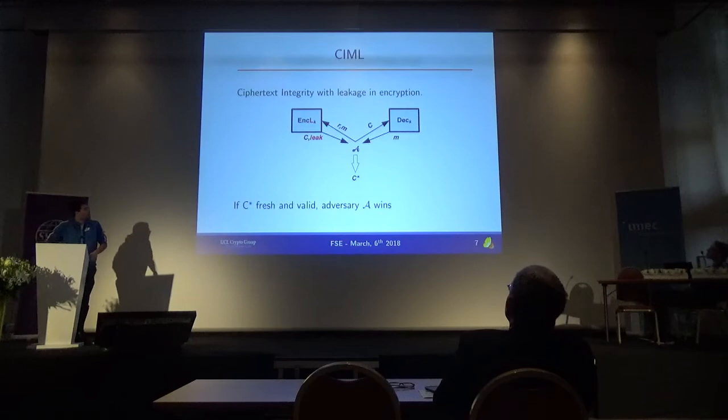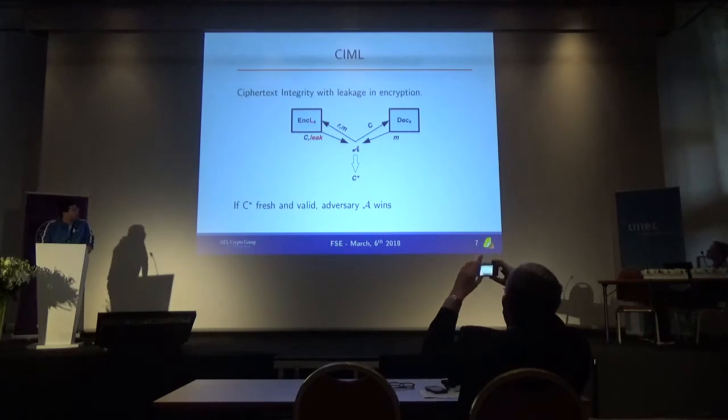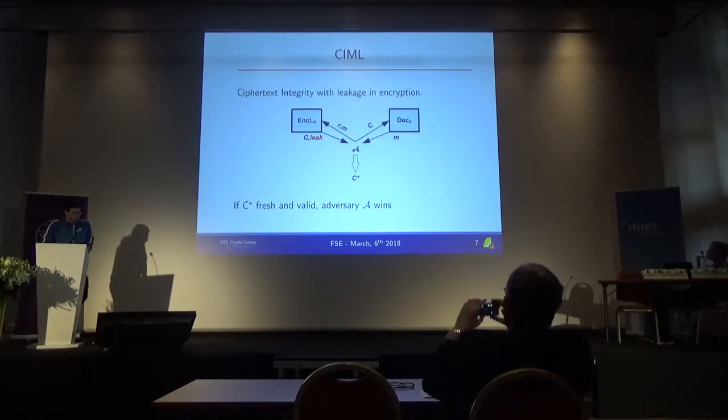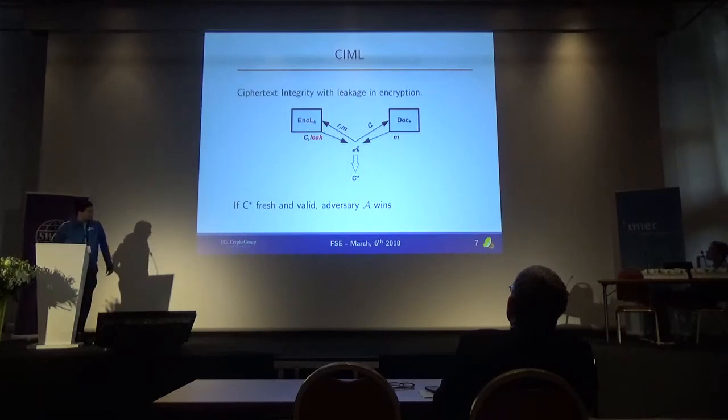Now we will add leakage to ciphertext integrity, and we will obtain the ciphertext integrity notion with leakage in encryption and randomness misuse. We allow the adversary to control the randomness completely, and when he asks encryption queries, he obtains not only the valid ciphertext, but also the leakage. Again, we do not want the adversary to be able to provide a valid and fresh ciphertext.